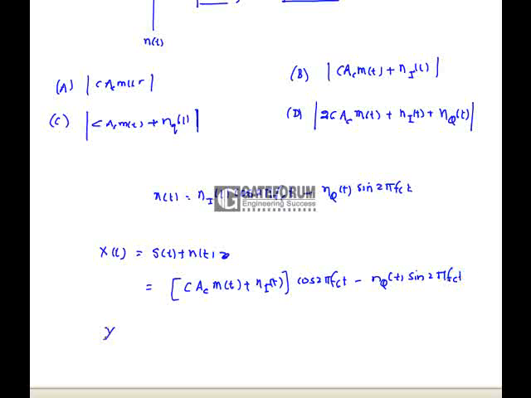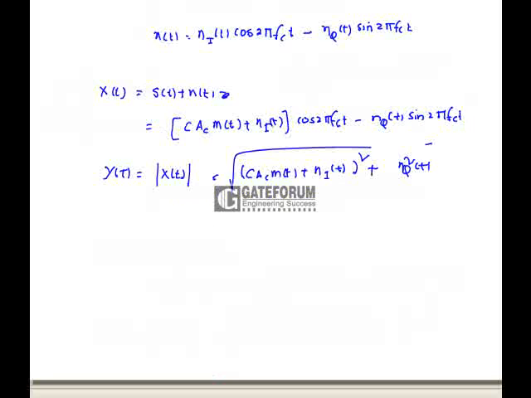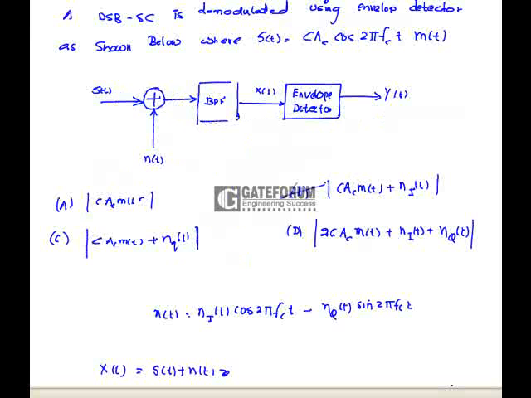So y of t is nothing but the absolute value of x of t, which is the square root of Ac m of t plus Ni of t whole square plus Nq squared. So Nq of t is less than Ni of t. So y of t is nothing but the absolute value of Ac m of t plus Ni of t. Hence option B is correct.